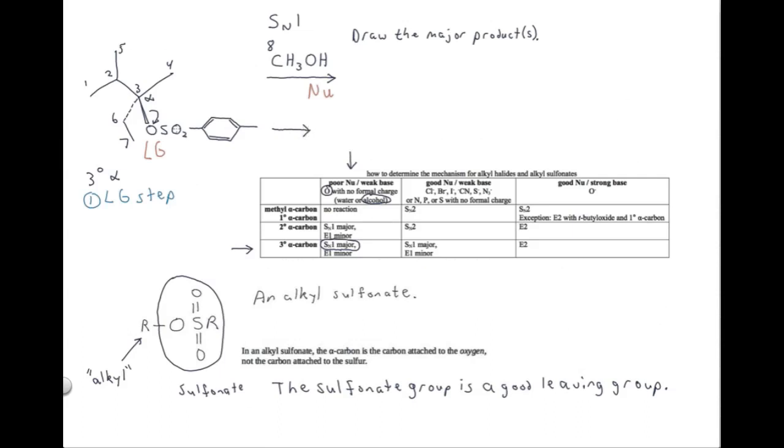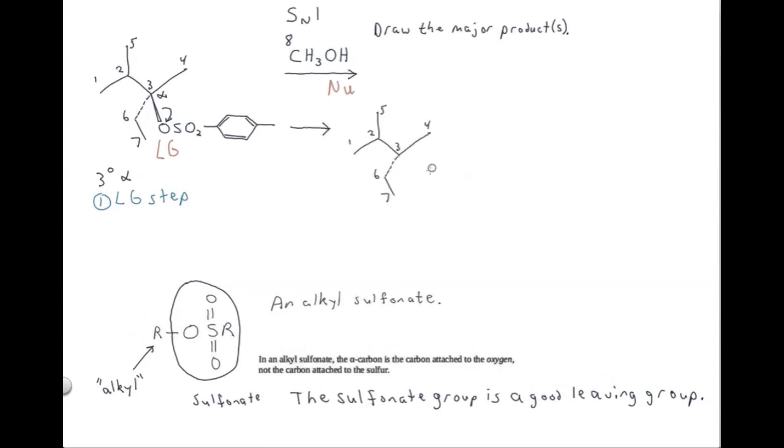Now we can draw the products from that step. This arrow tells us to break the bond between carbon-3 and the oxygen. So I've broken that bond between carbon-3 and the oxygen.